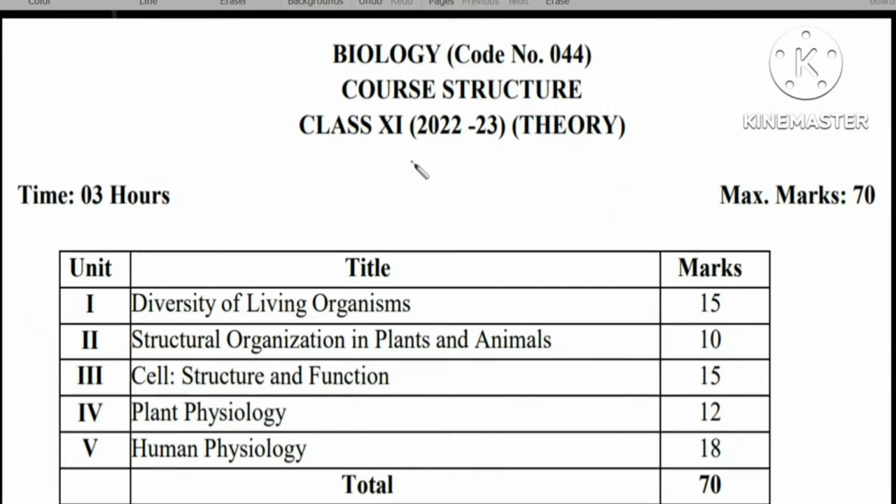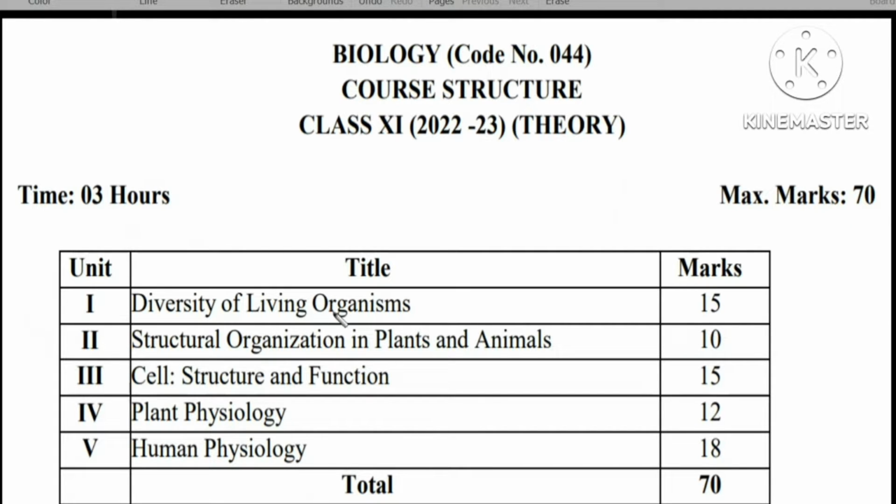Now this is the syllabus for class 11 biology. And this is for theory. The syllabus is according to CBSE. Exam is for 3 hours duration. Maximum marks will be 70 for theory and 30 marks for practicals.